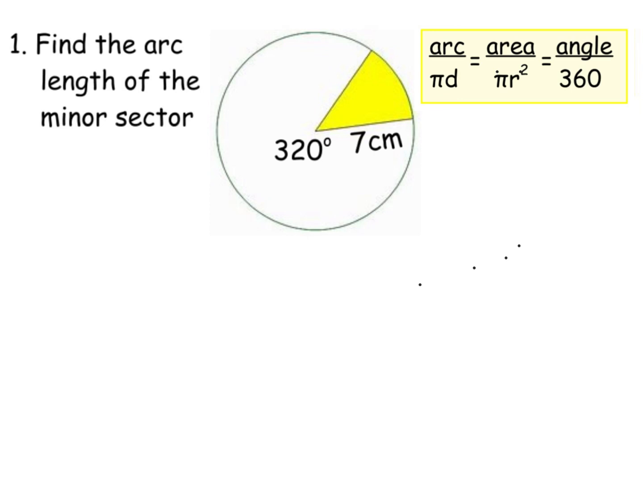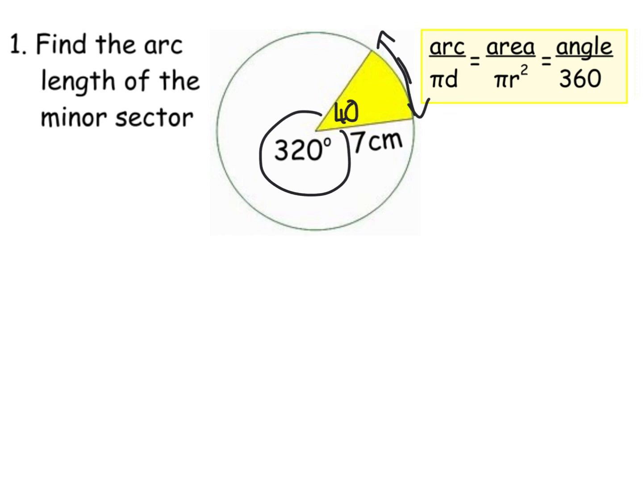So here in example 1, we are asked to find the length of the minor sector. So this is the little bit that's in yellow. Now be careful, because if I want this little bit here, I also need to use the angle for the yellow bit. That 320 is this side of the angle. So you do 360 take away 320 is 40. So my missing angle is 40.